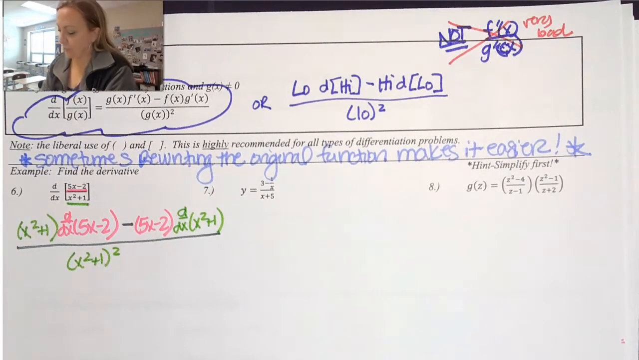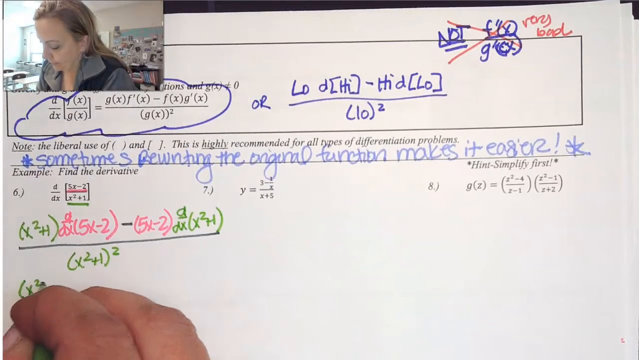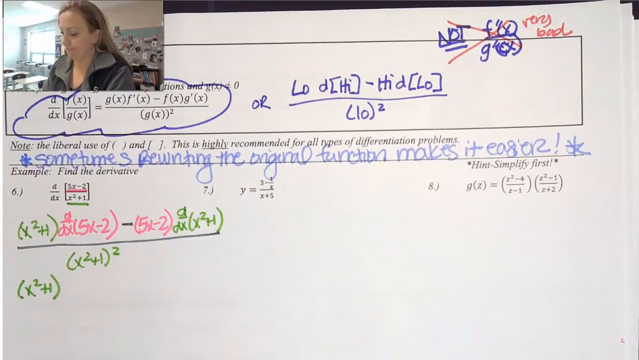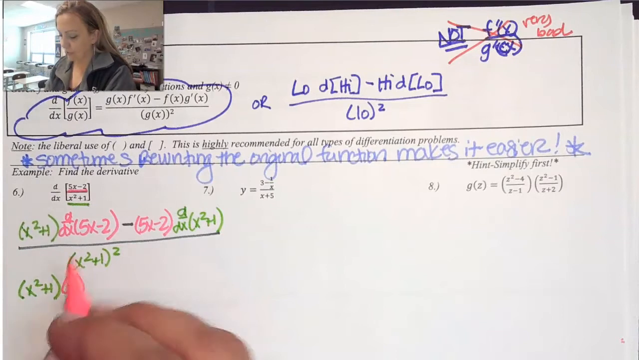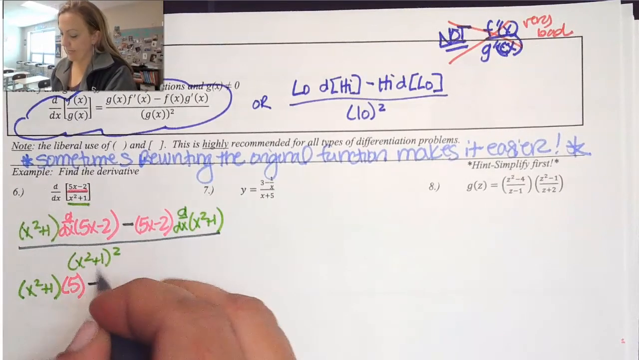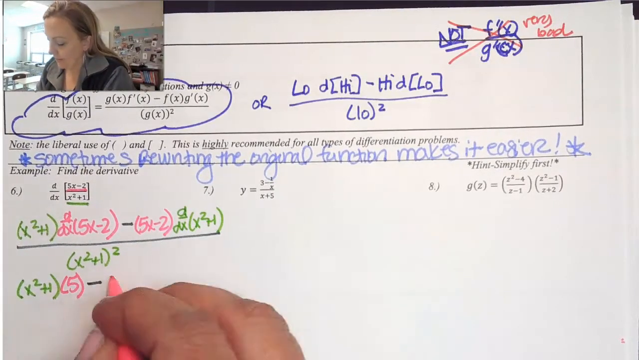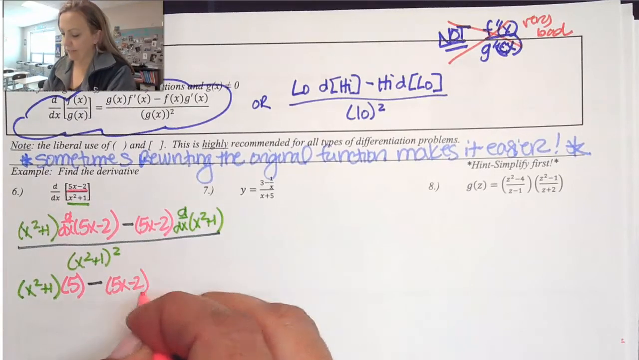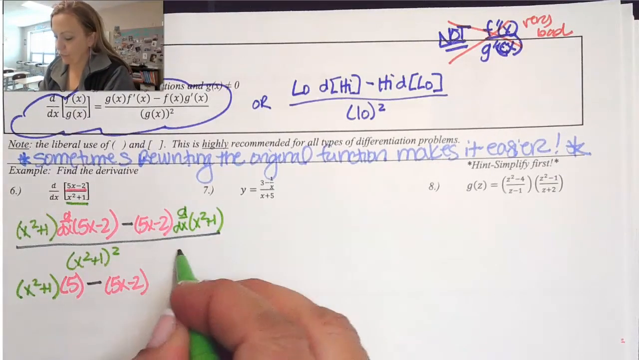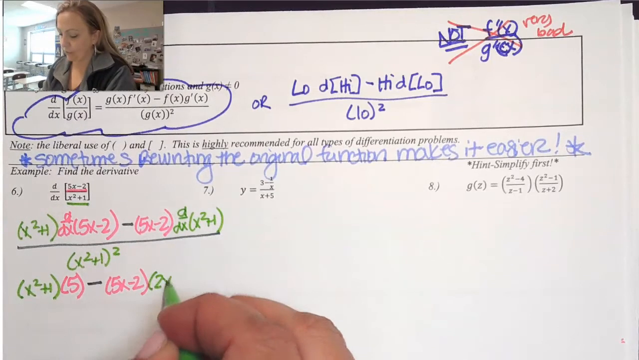So now let's take the derivative. I've got the x squared plus 1, and the derivative of 5x minus 2 is just 5, minus. And now I have my high, 5x minus 2, times d low. The derivative of the low is going to be 2x.